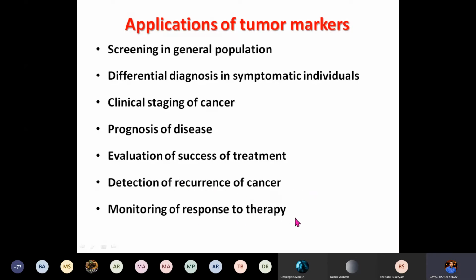Monitoring of the response to therapy: if you are giving the therapy, is it responding or not? Is the dose which you have given working or not? For that also you can use the tumor marker. So in our case, it is mainly used for diagnosis and prognosis of the disease. For these two purposes, they are used mainly in developing countries.